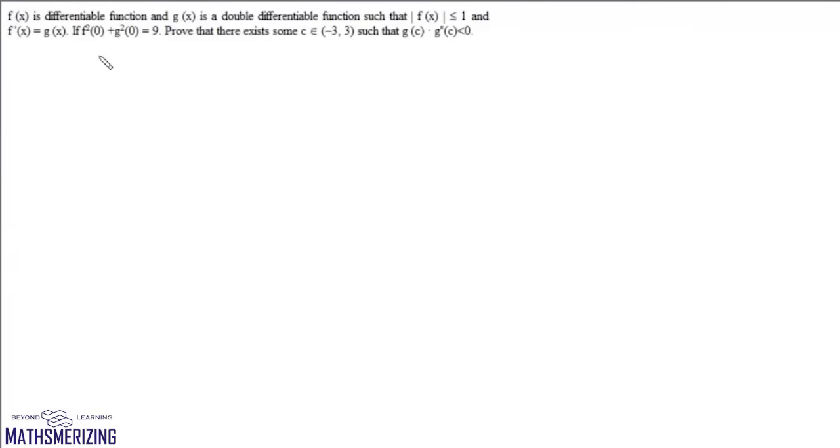Now here the question is, f is a differentiable function and gx is a double differentiable function such that mod of fx is less than or equal to 1 and f dash x is equal to gx. If f square 0 plus g square 0 equals 9, then prove that there exists some c in the interval -3 to 3 such that gc into g double dash c is less than 0.